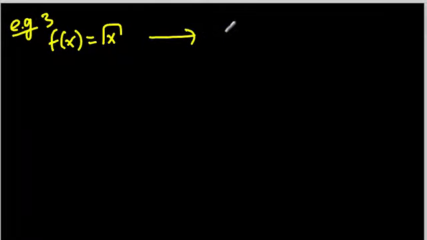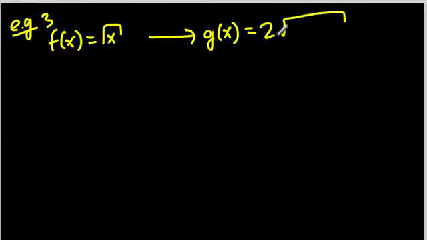In this video, I'm going to go through our third example of transforming square root functions. So again, let's start with f of x equals the square root of x, and I transform it to g of x, which in this example is 2 the square root of 6 minus 2x, plus 1.